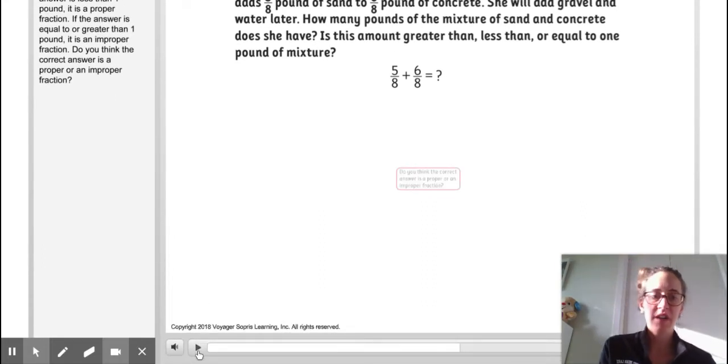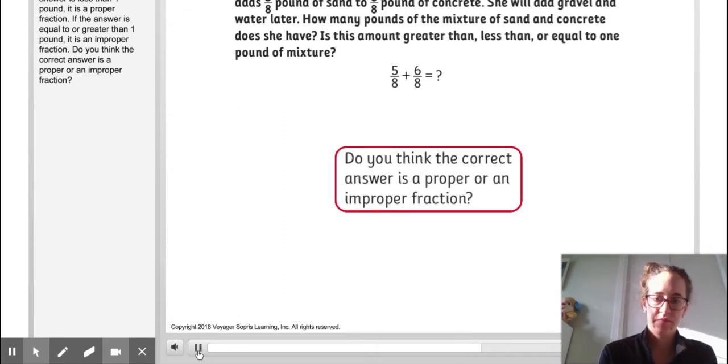Okay, remember if it's one or more, it's improper. If it's less than one, it's proper. Do you think the correct answer is a proper or an improper fraction?